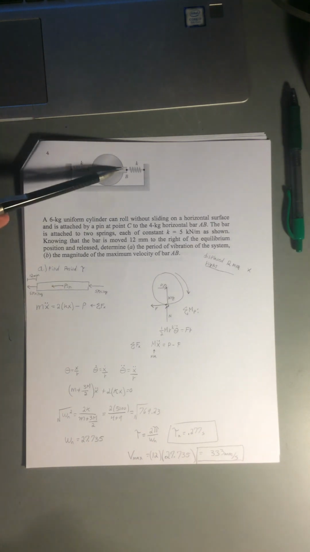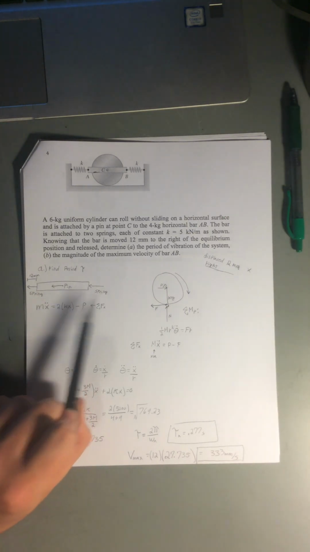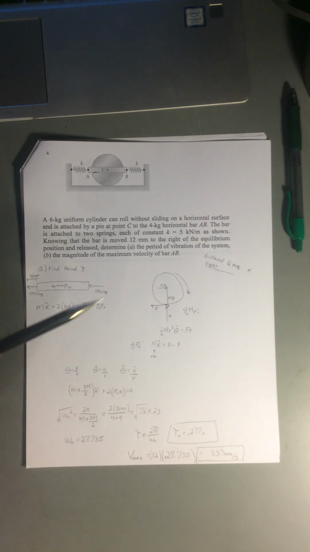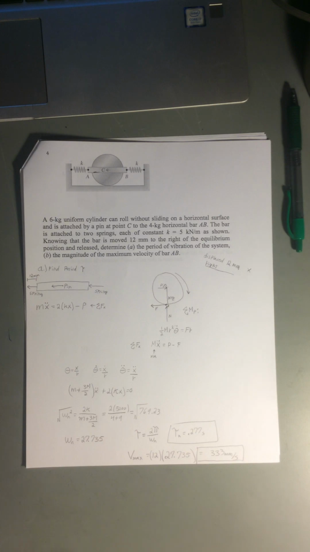Since the bar is being displaced to the right, we know that the force of these springs is going to try to restore this system back to where it was. So both of those spring forces are going to be pushing to the left. Using the equation sum of the forces equals mass times acceleration, we can add up the forces in the x direction here. Then we do the same thing for the cylinder, but over here I designated the mass as a big M to differentiate between those two.